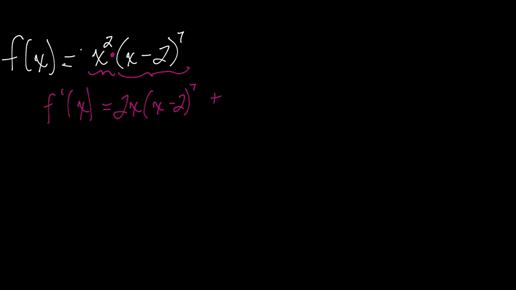So I have to multiply 7 by this implied coefficient of 1. So that becomes 7 times x minus 2 to the 6th power. And where does that 6th power coming from? That's coming from 7 minus 1. Next, we would be multiplying this by the derivative of the inside.